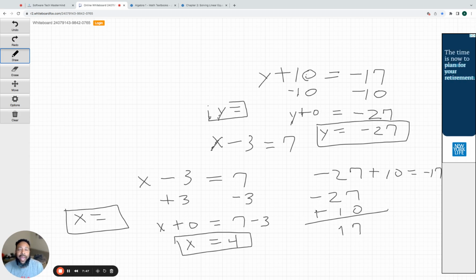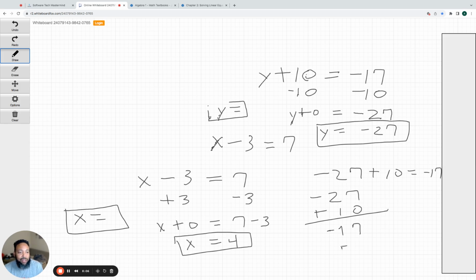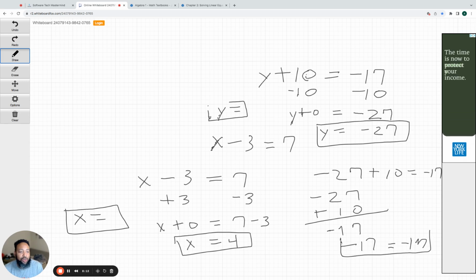Whenever you're adding and subtracting negative numbers, you look at which number is the biggest, and that's the sign you're going to go with. So you have the 27, which is bigger, and it's the negative sign. So now you're going to put a negative 17 here. So now negative 27 plus 10 equals negative 17. So you have negative 17 equals negative 17. So you were right. Your answer is y equals negative 27.